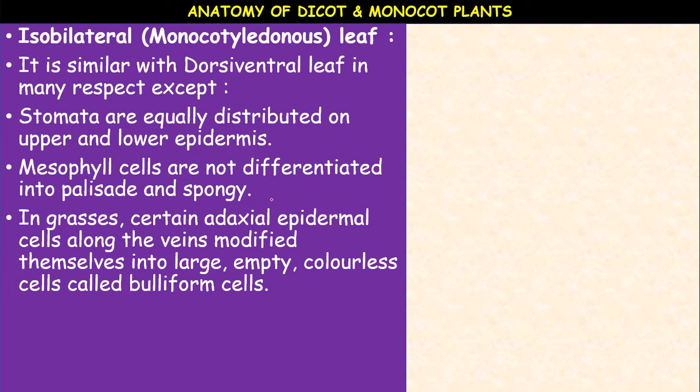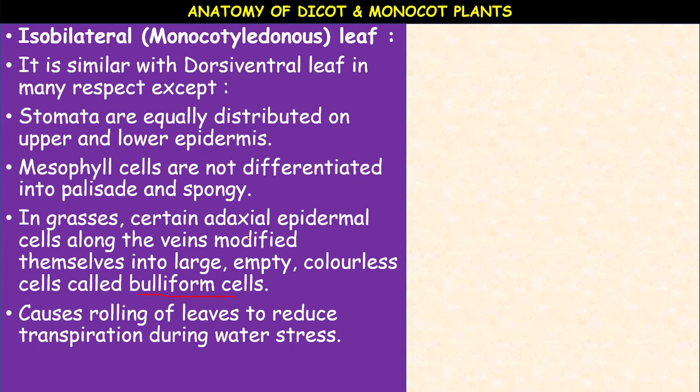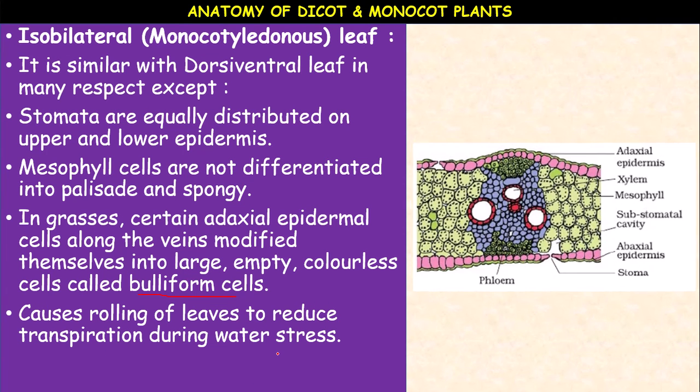palisade and spongy parenchyma. So, in grasses, for example, in monocots, certain adaxial epidermal cells along the veins modify themselves into large, empty, colorless cells called bulliform cells. Means the upper surface cells are modified into bulliform cells. These cause rolling of the leaves to reduce transpiration during water scarcity or water stress.